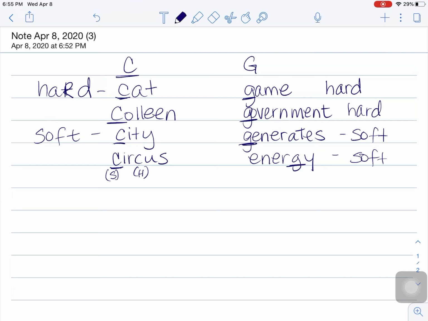So here's what I want you to think now. When you look at the hard, both in C and in G, if you look at the hard words, what do you notice about the letter that comes after them? Okay, and then think about the same thing with the soft. What comes after it?